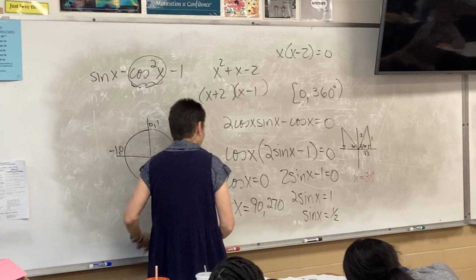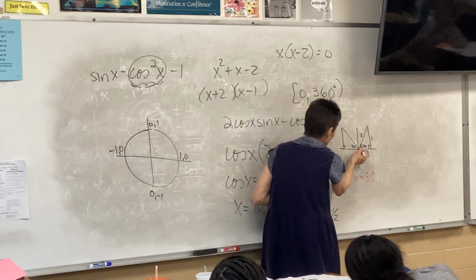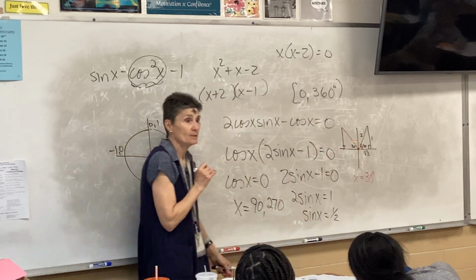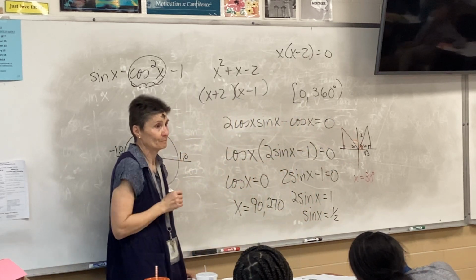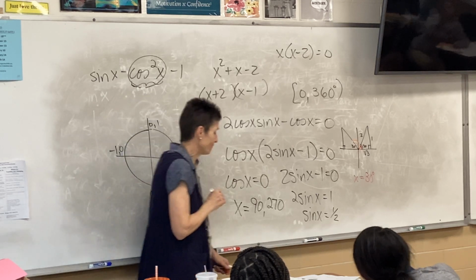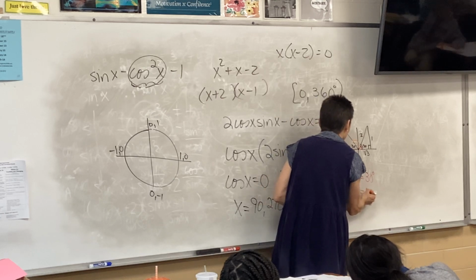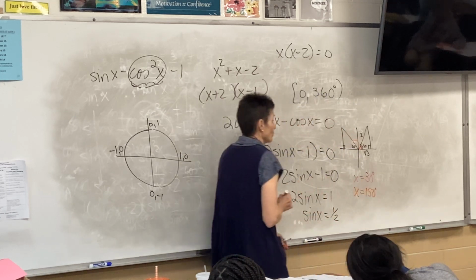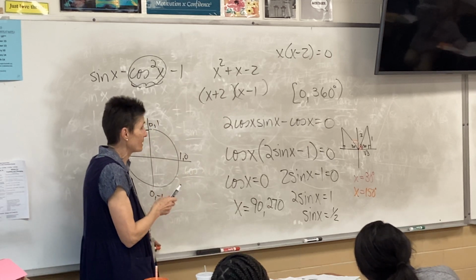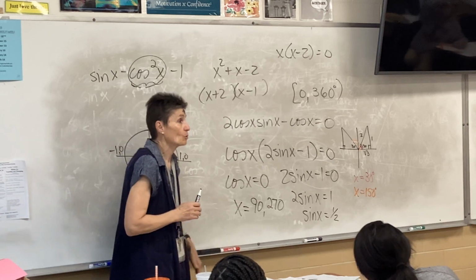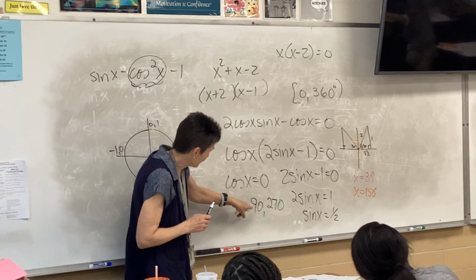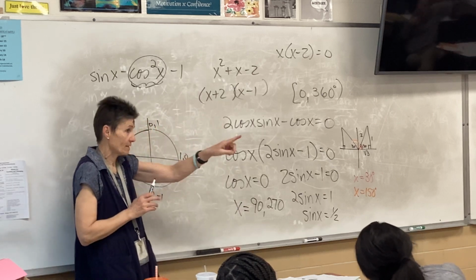Be careful on the other one. The other one is the 30-degree angle that's in quadrant 2. How big is that orange angle? 150. 180 minus 30. So what are the answers to the question? 30, 90, 150. That's right, 30, 150, 90, 270. All those are answers to the question.